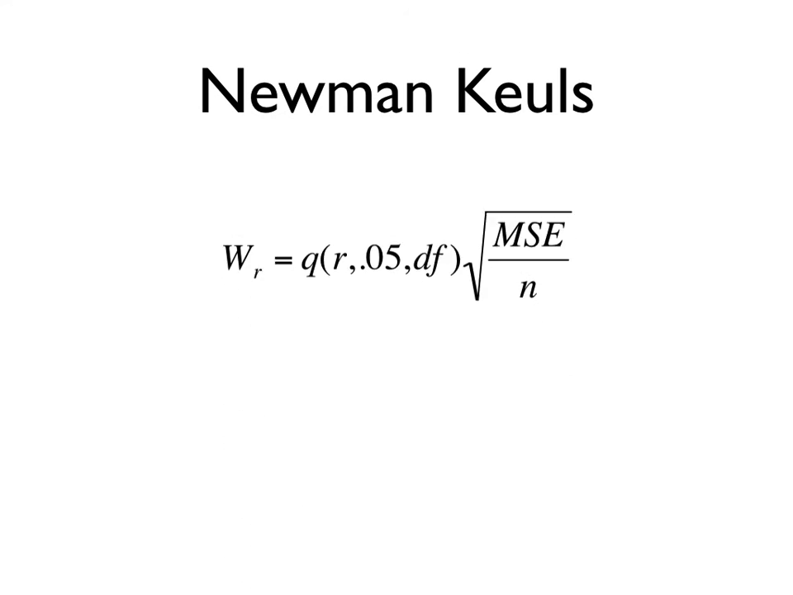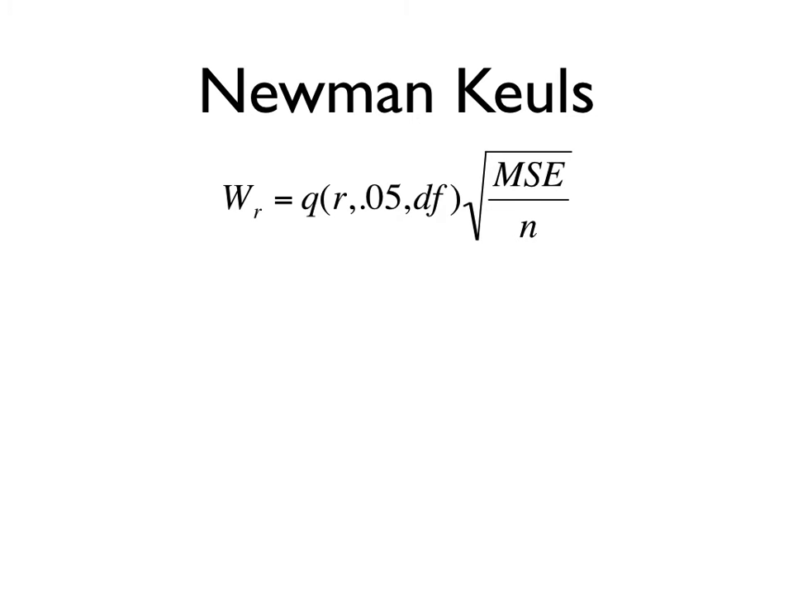Or you can do what's called the Student-Newman-Keuls test. This is what I've used in the few times that I've played with analysis of variance. So actually for research, this is what I've used. And it looks like this. You look up a Q value, again, in a table. R is the number of comparisons you're doing, 0.05, degrees of freedom, and you get this W value. And that just tells you how big W sub R is, that's the range.